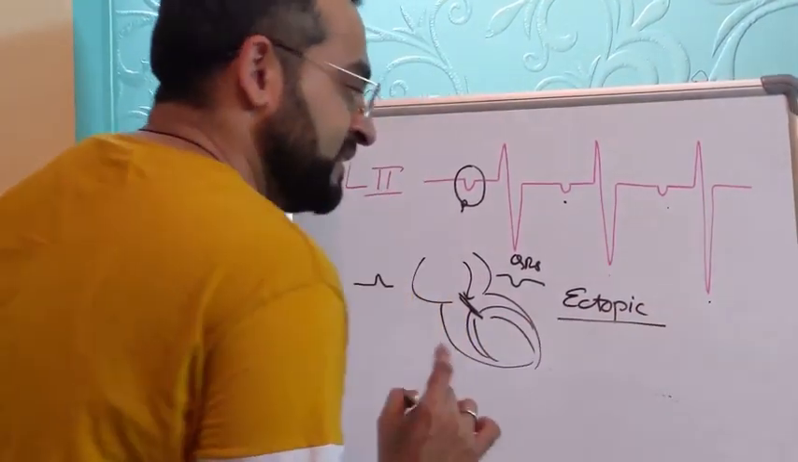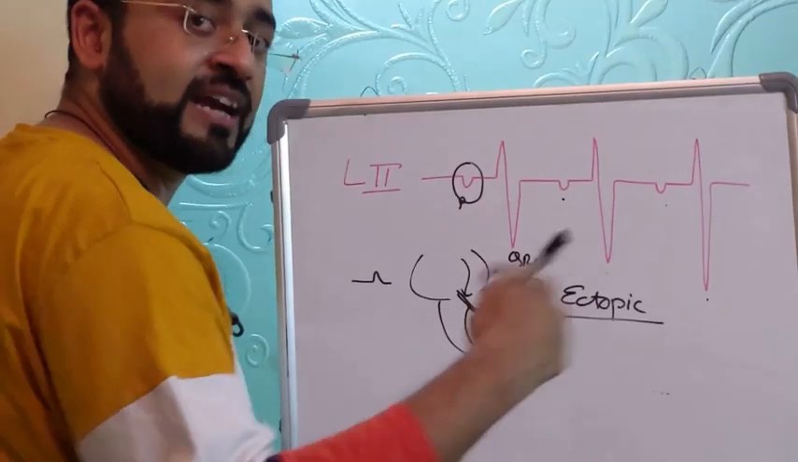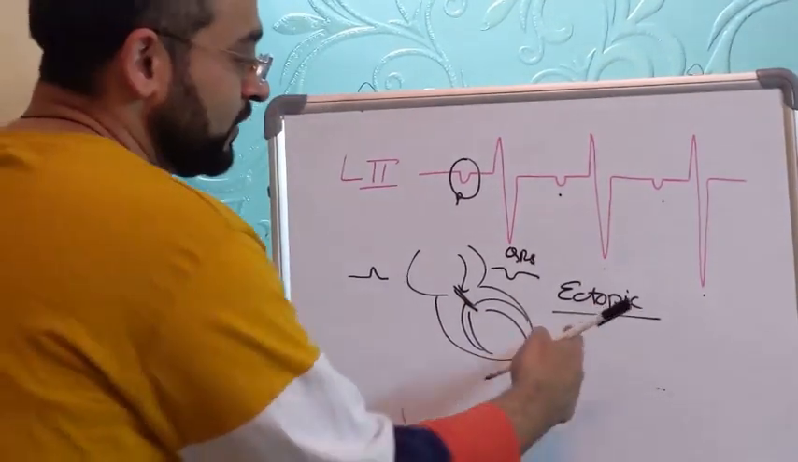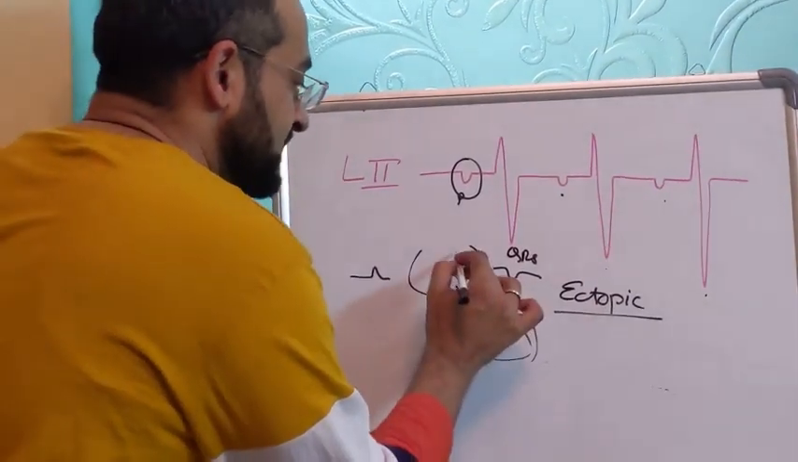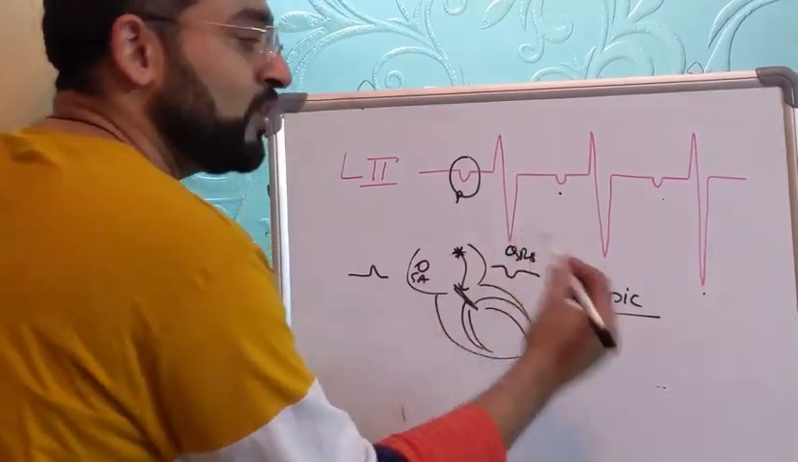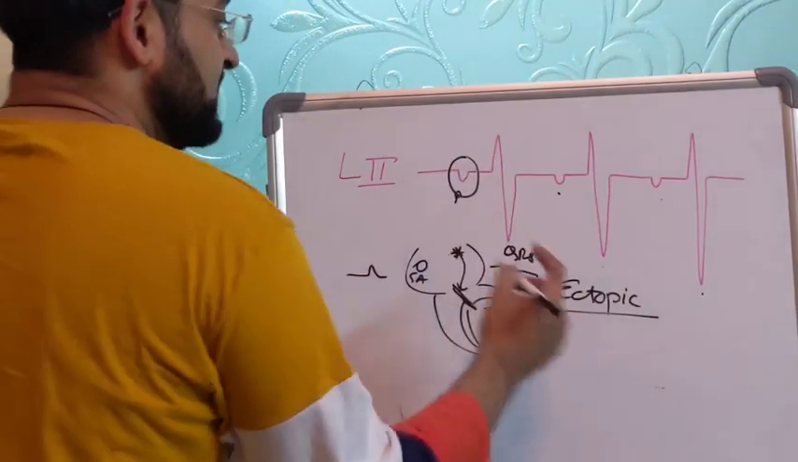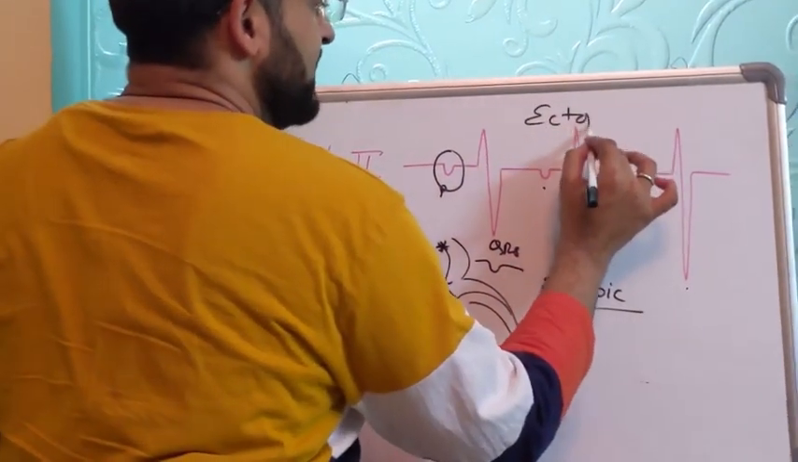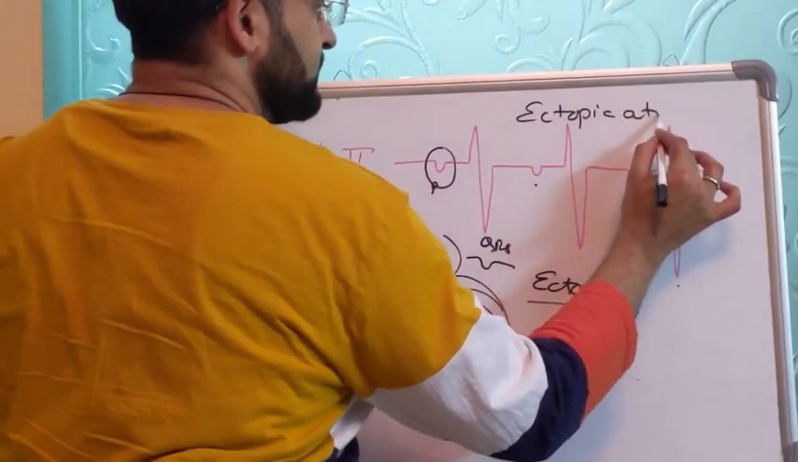If you have a pregnancy in the tube instead of in the uterus, it's an ectopic pregnancy. So now here you have an atrial impulse which is coming from elsewhere other than from the SA node. So it's an ectopic atrial impulse. So this is an ectopic atrial rhythm.